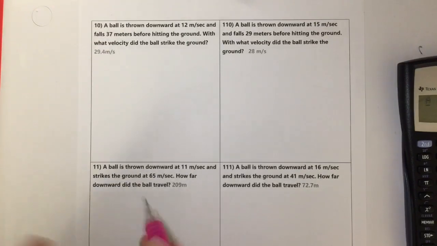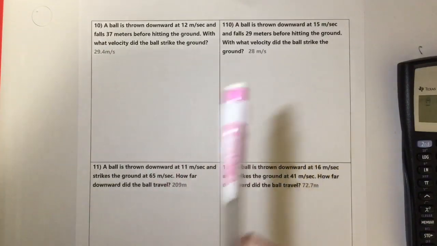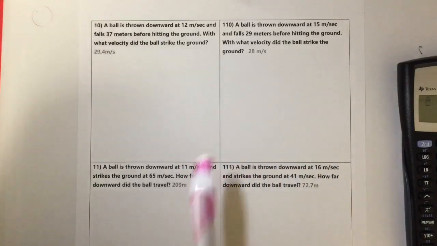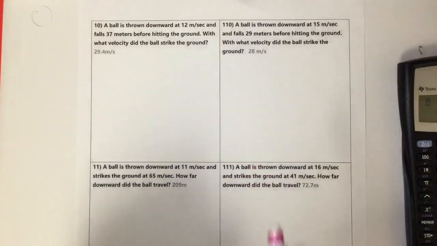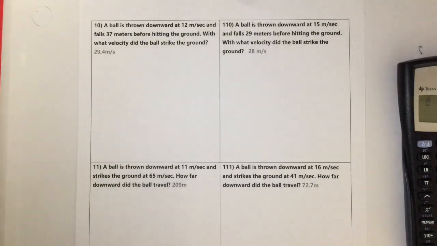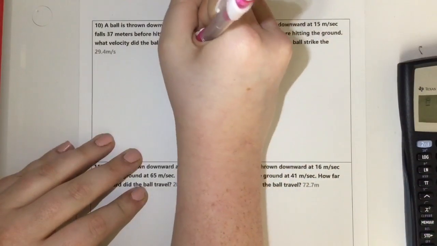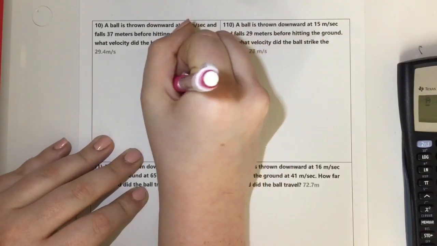A ball is thrown downward at 12 meters per second and falls 37 meters before hitting the ground. With what velocity did the ball strike the ground? All right. First, before we begin, let's draw our diagram. So this is the ball, and this is the ground.